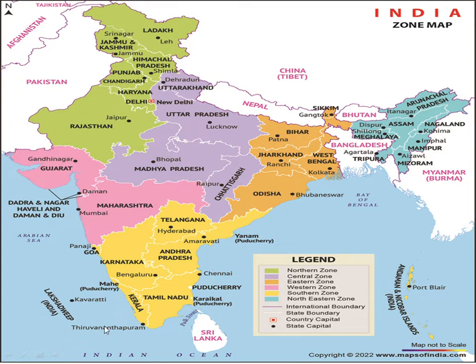And we have West India: Goa, Maharashtra, Gujarat. And recently, Dadra and Nagar Haveli and Daman and Diu, which were between Maharashtra and Gujarat, were joined as one union territory. So this means in West India we have three states and one union territory: Dadra, Nagar Haveli and Daman and Diu.